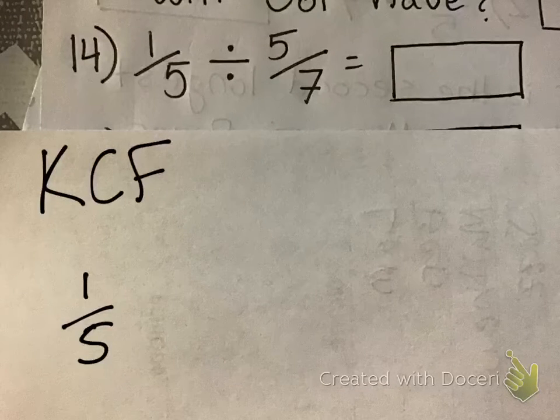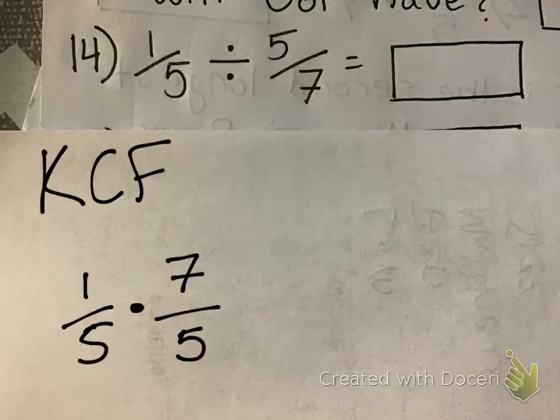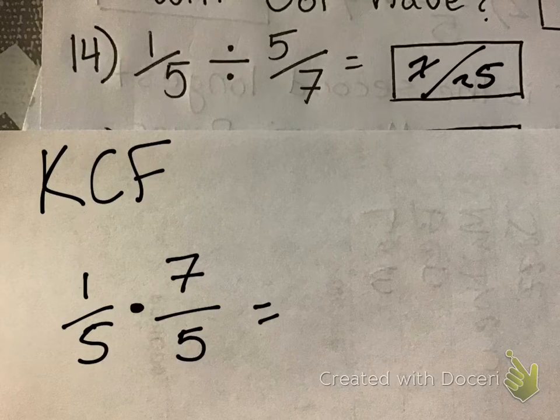What do we change, Olivia? Division to multiplication. And which one do we flip, Em? 5/7 becomes 7/5. Excellent. Now, can I cross cancel at all? No. So we multiply, and what do we get as our answer? We multiply across. Angel. 7/25. Perfect. We get 7/25.